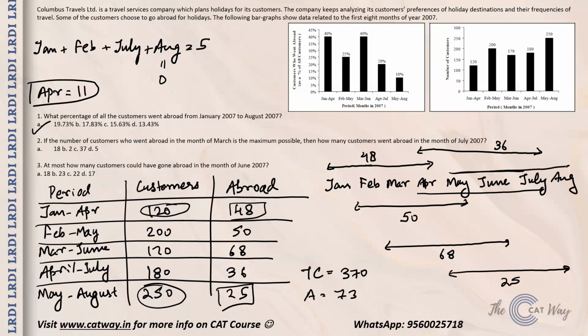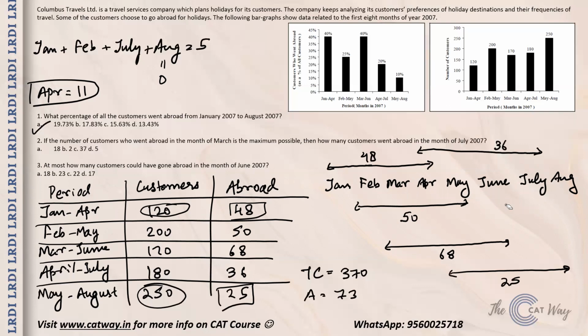From May to August is 25. But August is taken as 0. So it's only up till here, that is 25. That means from here to here, it's 36. Here to here, it's 25. So this you can easily calculate, right? And that value is going to come out as 11.